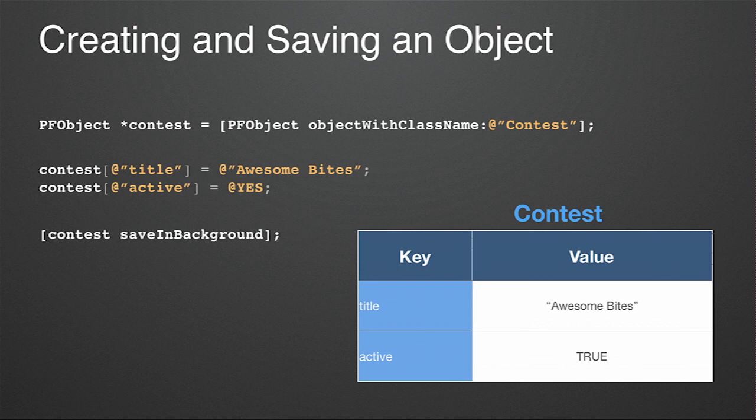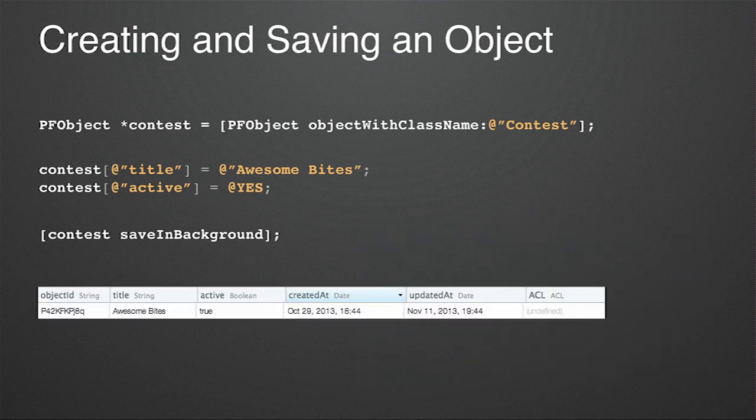Then as soon as you just call contest save in background, that's actually going to upload the data on Parse. You don't have to worry about network requests or anything like that. At that point, you're kind of ready to go. You can then see the results in the data browser.